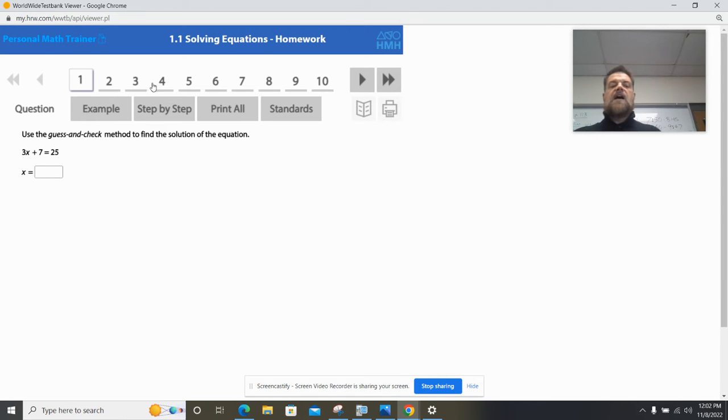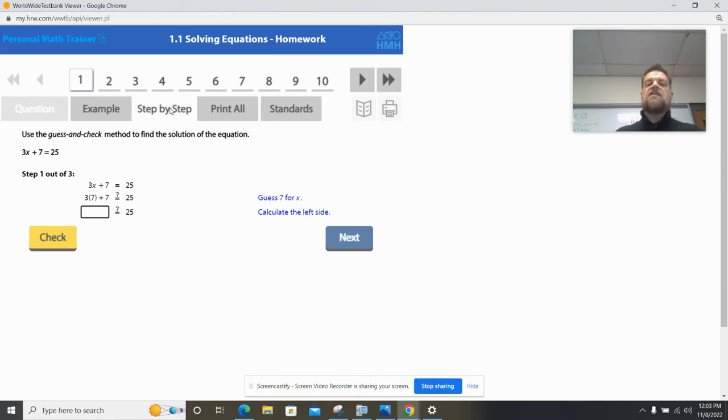So this is asking me to use the guess and check method to solve this equation. In other words, what value for x do I plug in to get 25, right? So if I have no clue what to do and Mr. Adams is busy with another student and I'm impatient and I don't want to wait for Mr. Adams, I can click on step by step.